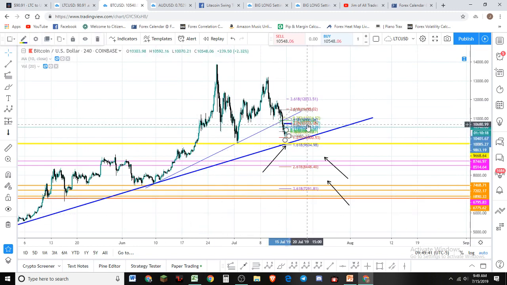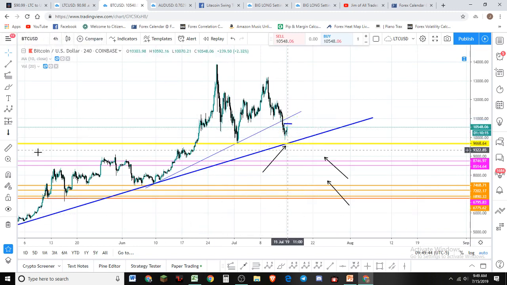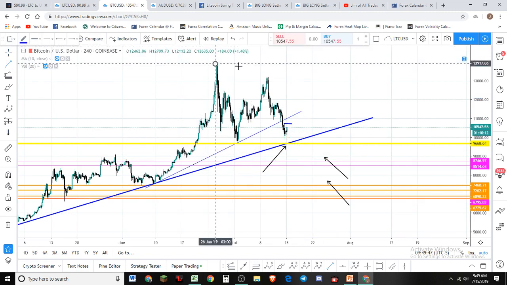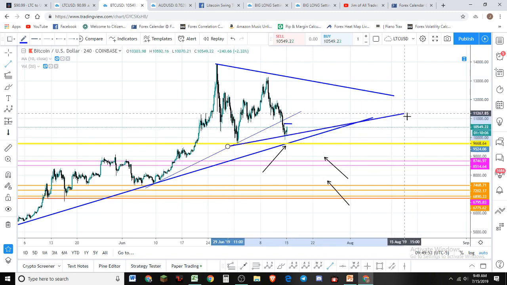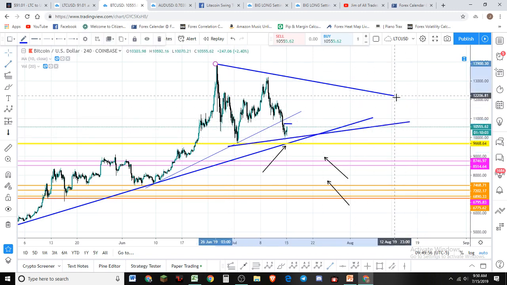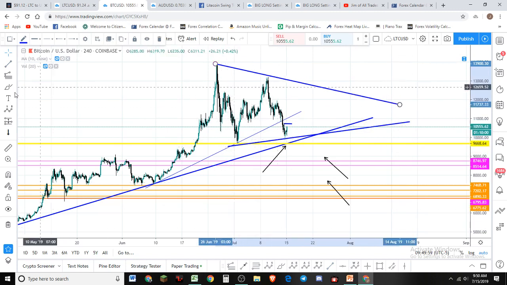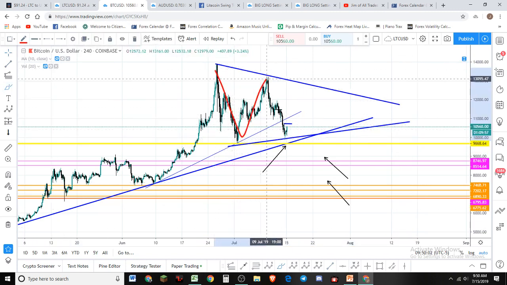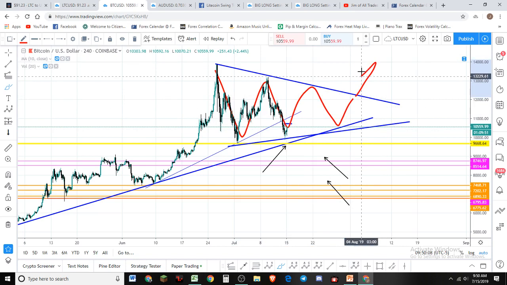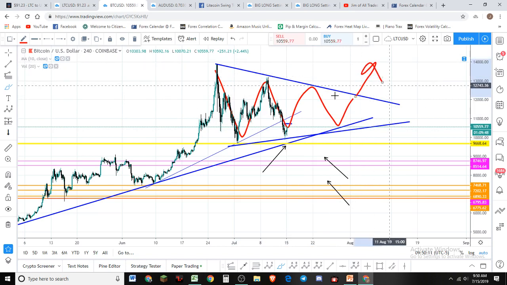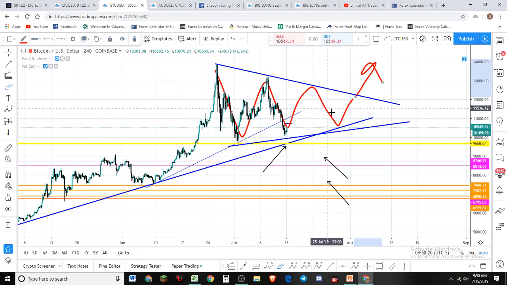Well, this might be a triangle. I don't think it is, but look here. Might be a symmetrical triangle right there, or something close to it. We may be looking at something like this, and then off to the races potentially. This three wave has me thinking. We got a three wave here, three wave there, three wave there. So we could be getting a three wave up and then a three wave down. That's a possibility, guys. Just want you to be aware of that.